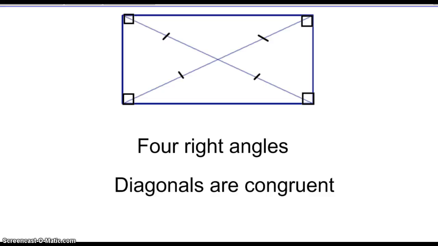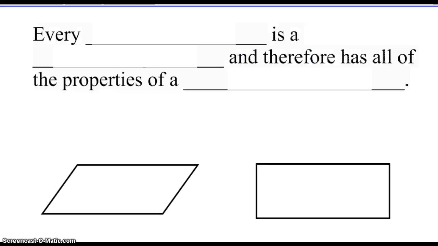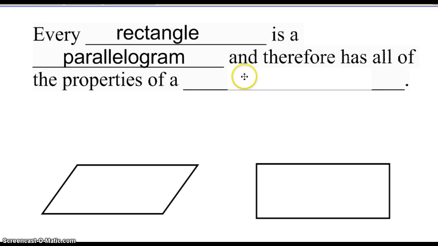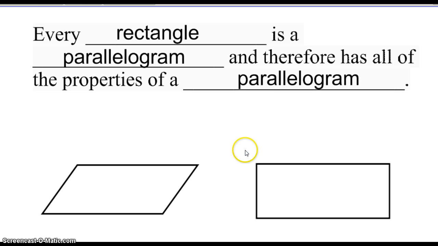So let's fill in our note sheet as we go along. I want those 4 right angles and diagonals are congruent on your flow chart, and I also like it on your note sheet. Second thing just says this: every rectangle is a parallelogram, therefore has all the properties of a parallelogram. So that's just something I don't want you to forget. The only thing that makes this more unique than a parallelogram is that the corners have to be 90, and that the diagonals will be congruent in this one where they don't have to be in this one.